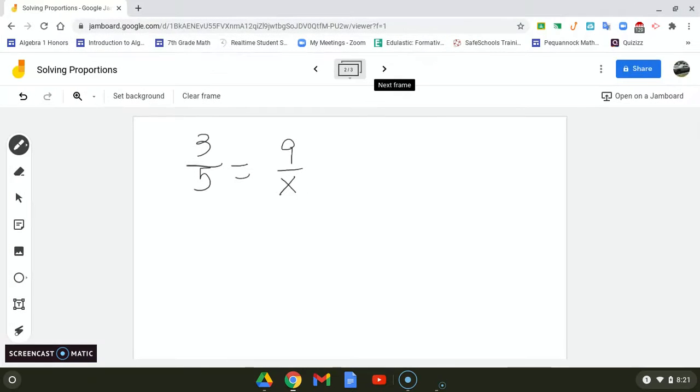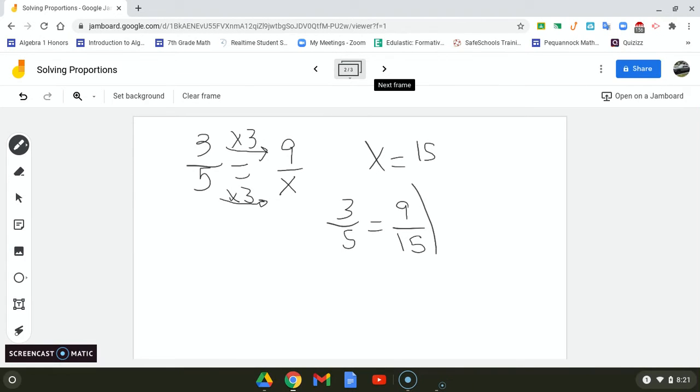And what I mean by that is if we recognize that 3 times 3 is equal to 9, what that means then is that 5 times 3 is going to be equal to x. So in this problem, we could say that x is equal to 15. And when we look at it, we say 3/5 is equal to 9/15. And we can see that that's true because if we reduce 9/15, we'll get 3/5.